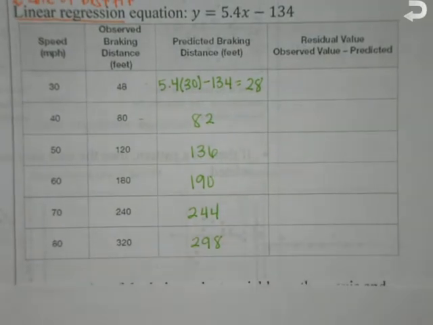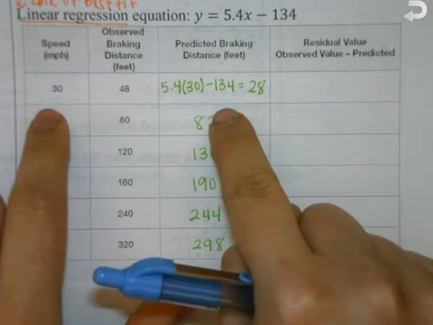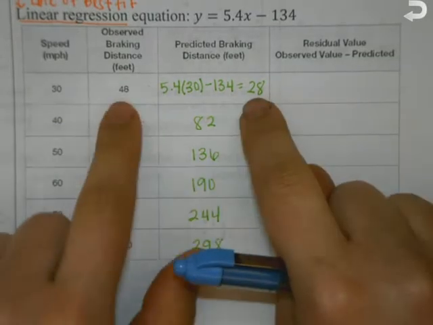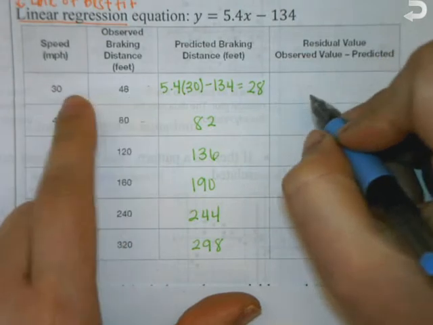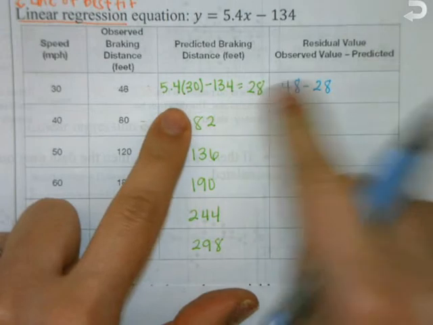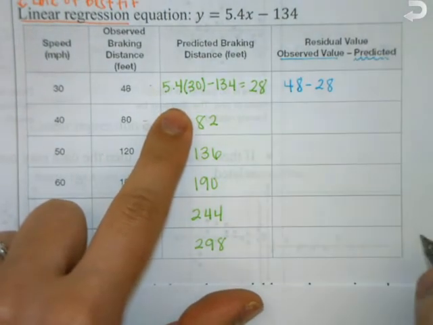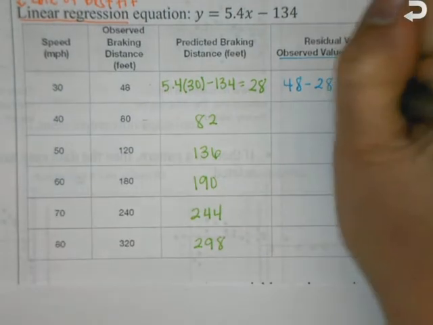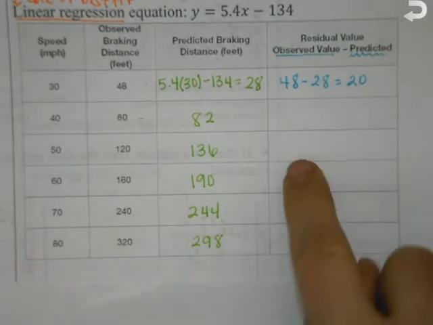So what we're going to do next is we're going to calculate the residual value. Residual value, remember, is the difference between the predicted and the actual. Okay? So we are going to subtract the actual and the predicted. So residual value for 30, we're going to subtract 48 minus 28. And the order does matter. So observed value always comes first. Predicted value always comes second. Okay? So 48 minus 28 is going to give me a residual value of 20. So do that for all of the rest of the speeds.